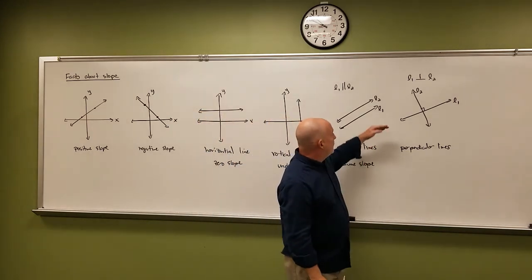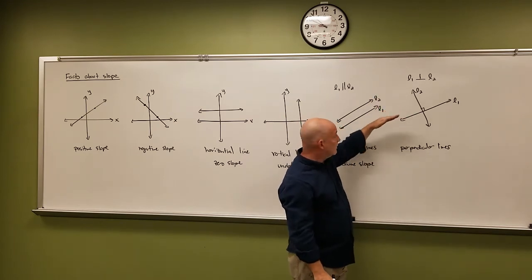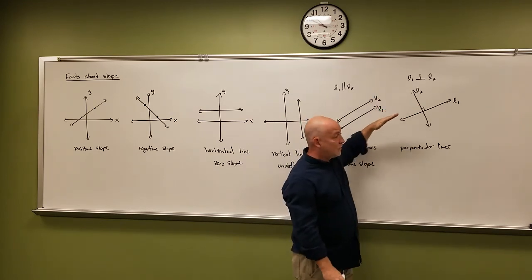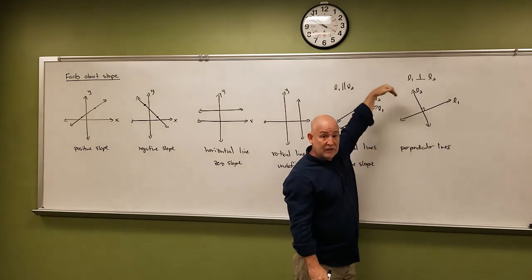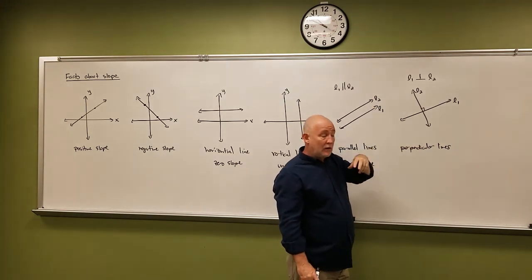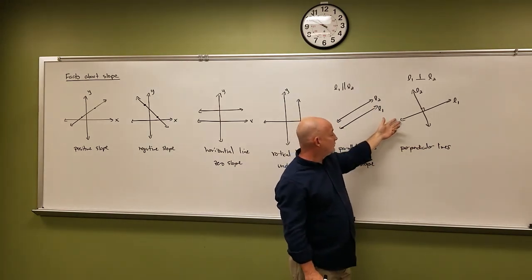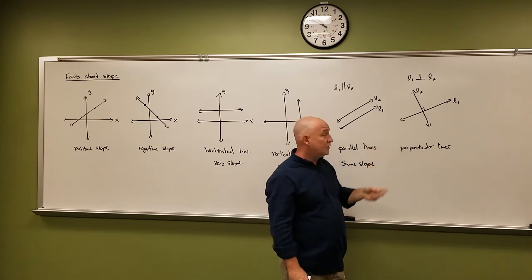Would you agree these are perpendicular? Again, it just means they meet at 90 degrees. If one's going up or has a positive slope, the other one has to have a negative slope. So the slopes of two perpendicular lines have to have opposite signs.